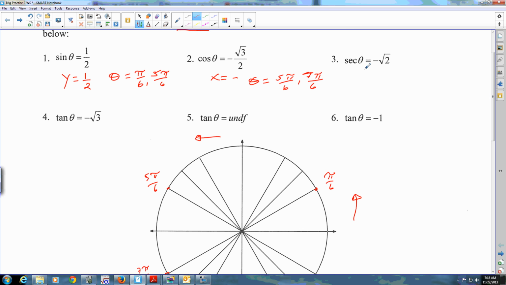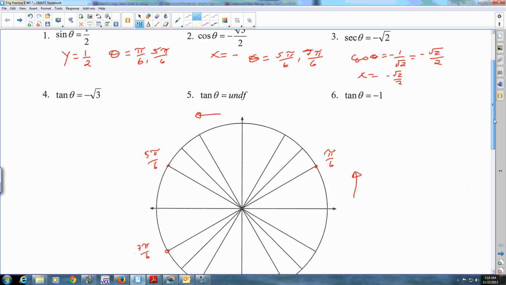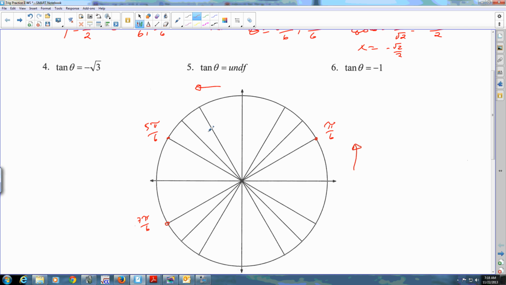Secant, I don't have secant memorized, but I do know that secant is related to cosine. So cosine of theta is going to be negative 1 over the square root of 2. When you rationalize it, that's negative square root of 2 over 2. Cosine again is your x value, so it's saying where is your x? Negative square root of 2 over 2. Just like in the previous one, cosines are negative in quadrant 2 and quadrant 3. In case you have a hard time remembering that, it's quadrant 1, 2, 3, and 4, so it goes counterclockwise, starting here with quadrant 1.